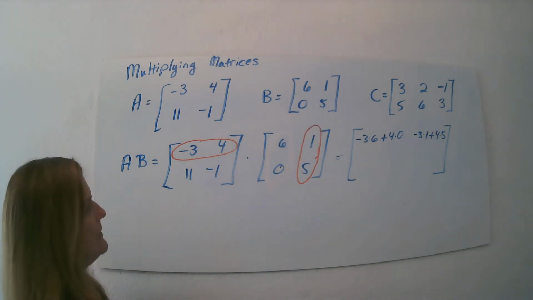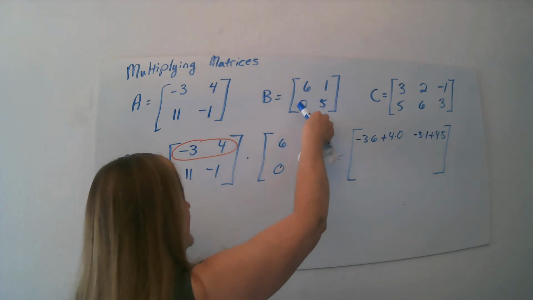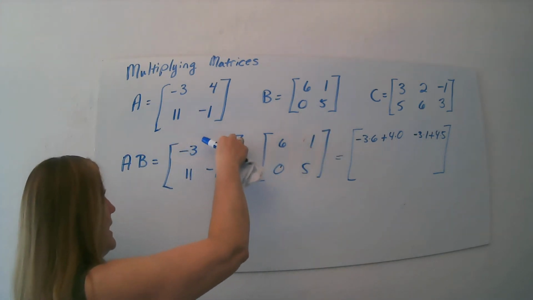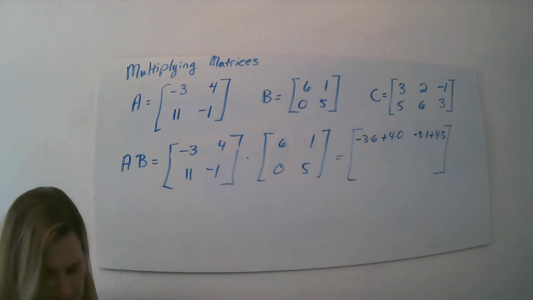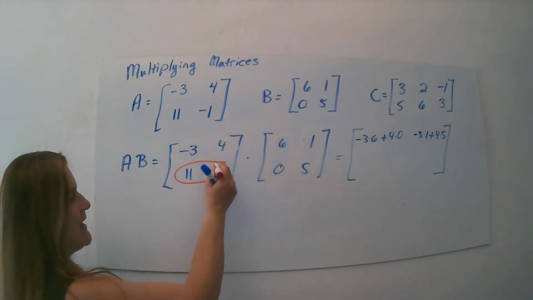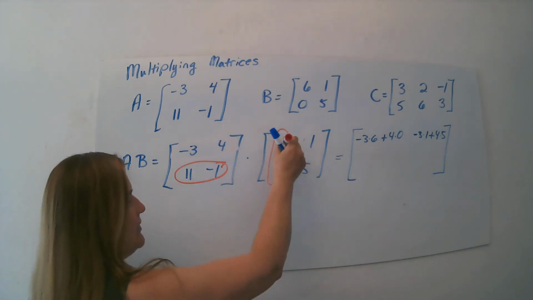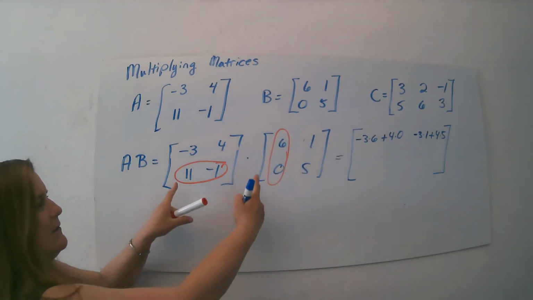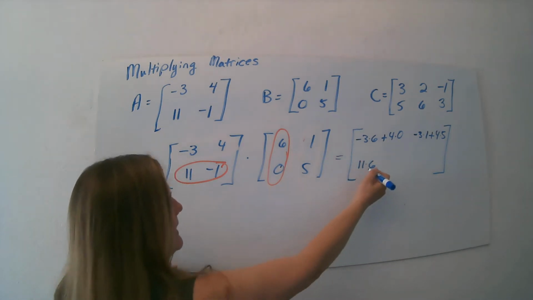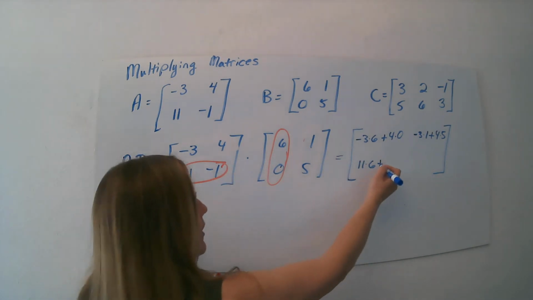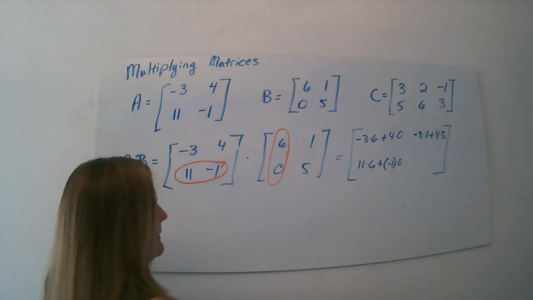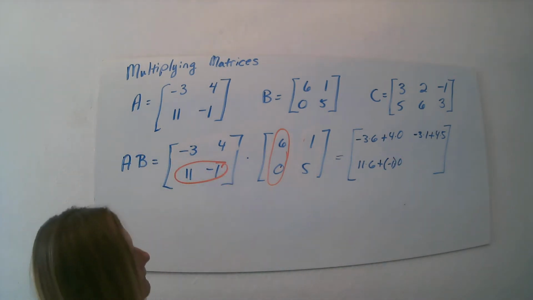So now we're going to move on to the second row and repeat the process with this second row. So now I'm using the second row, first column, and here we go. 11 times 6 plus negative 1 times 0. And then I move to my next column.